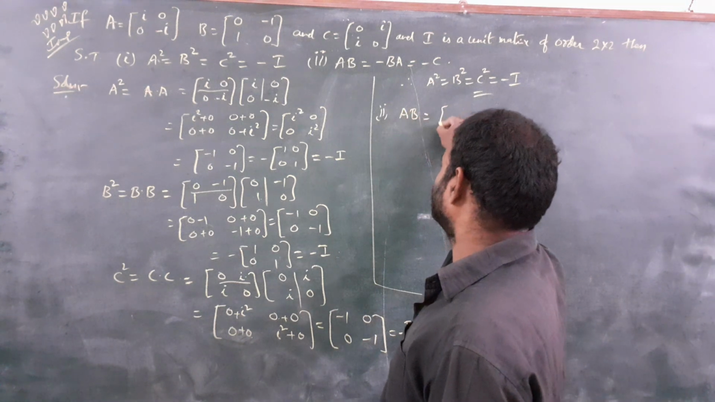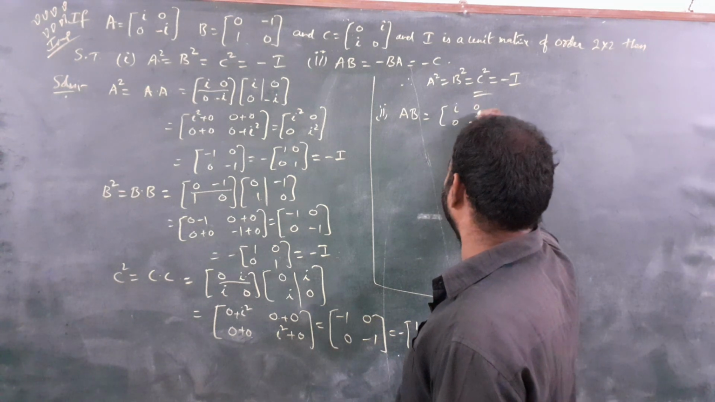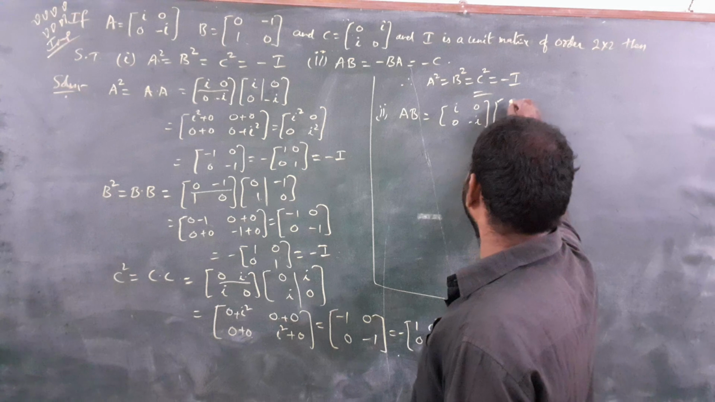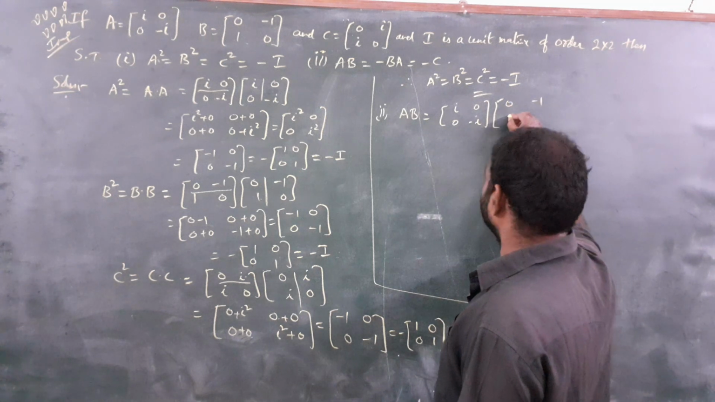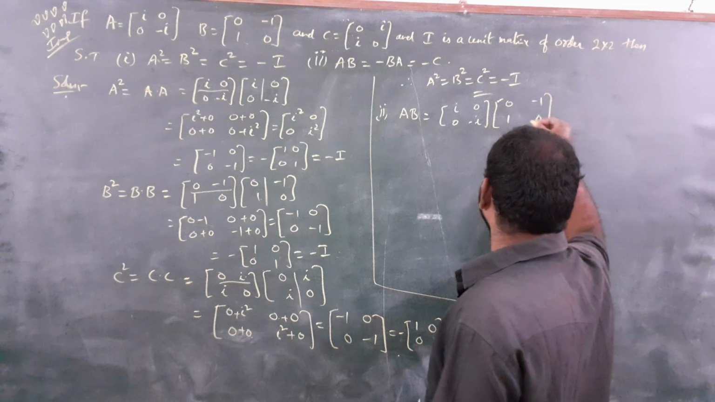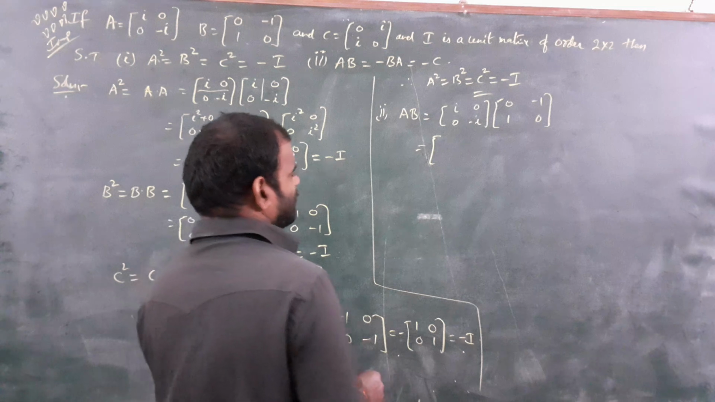AB is nothing but A into B. What is A? I 0, 0 minus I. And what is B? 0 minus 1, 1, 0. So you have to multiply AB.